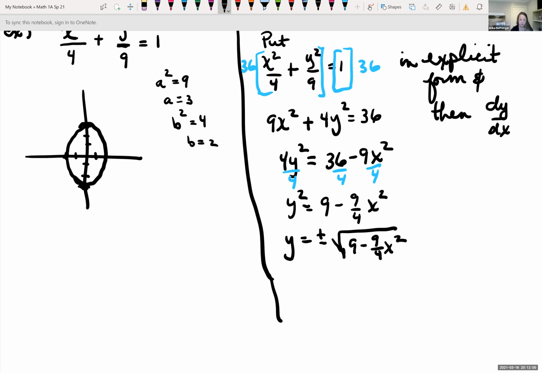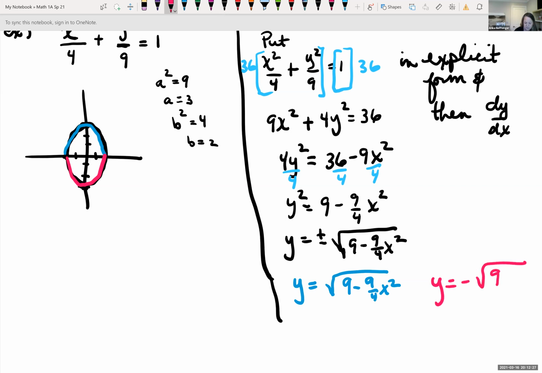So we actually have two separate equations, right? One piece is above the x-axis, and that would be y is equal to the positive square root of 9 minus 9/4 x squared. And then the other piece is below the x-axis, and that would be y is equal to the negative of the square root of 9 minus 9/4 x squared. So if you take the derivative of the first one, we know that the derivative of the second one is just the opposite sign of that.